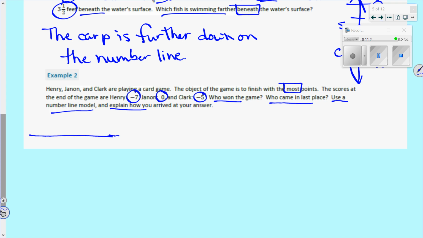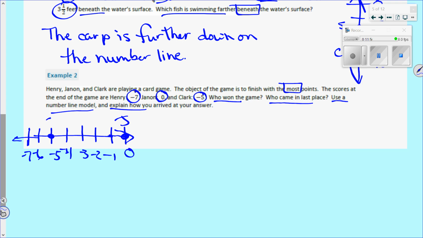That being said, honestly, if I don't have to, most times I'm not going to use a number line. But we do follow directions, right? Otherwise we lose points. So on my number line, because I've got 0 as my largest number, I'll make sure that one's in there. -1, 2, 3, 4, 5, 6, 7. Need to extend my line just a little bit. Okay? So we had Janan at 0. We have Clark at -5. And we have Henry at -7.